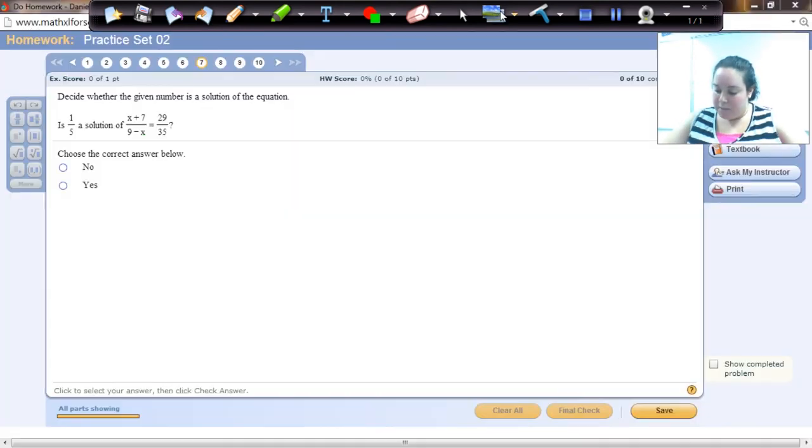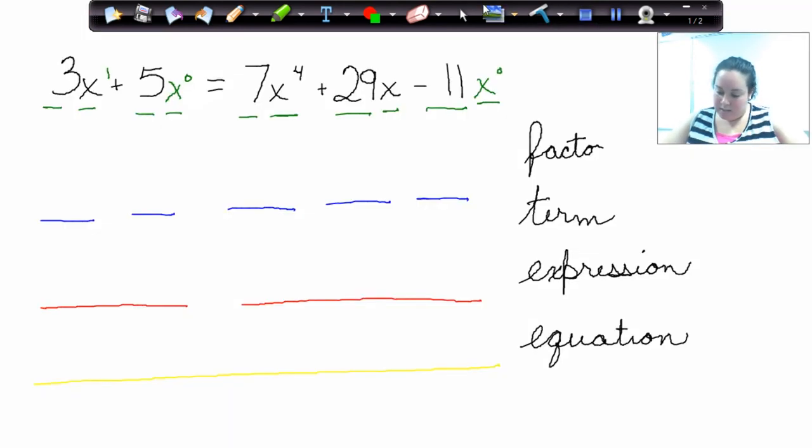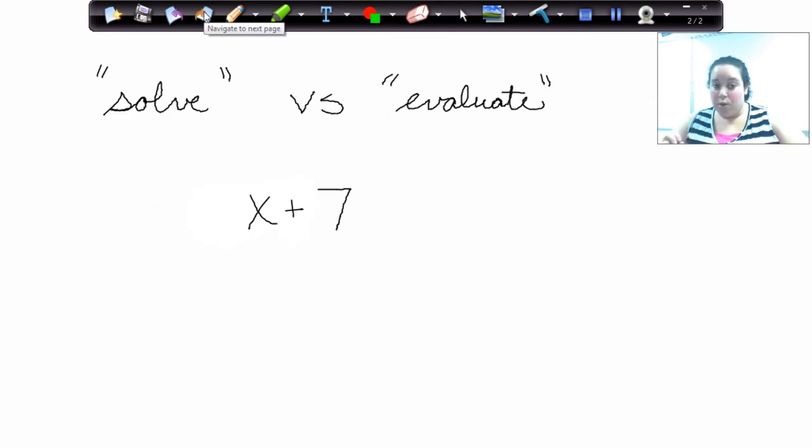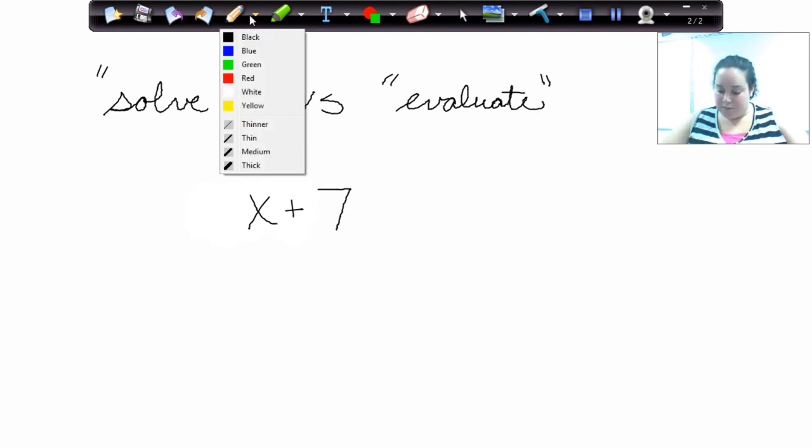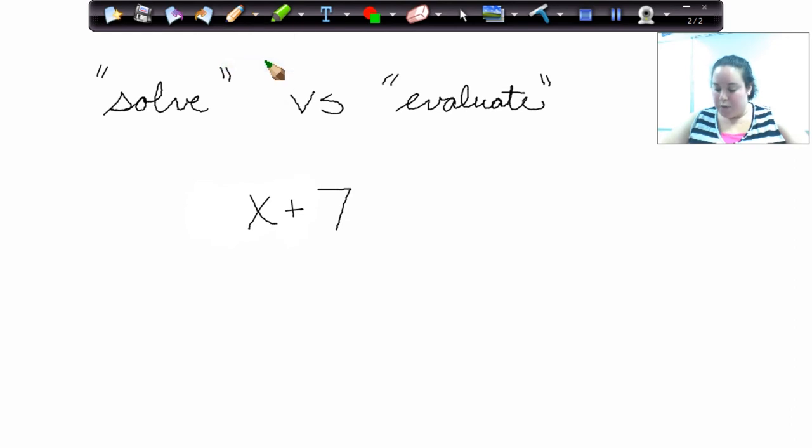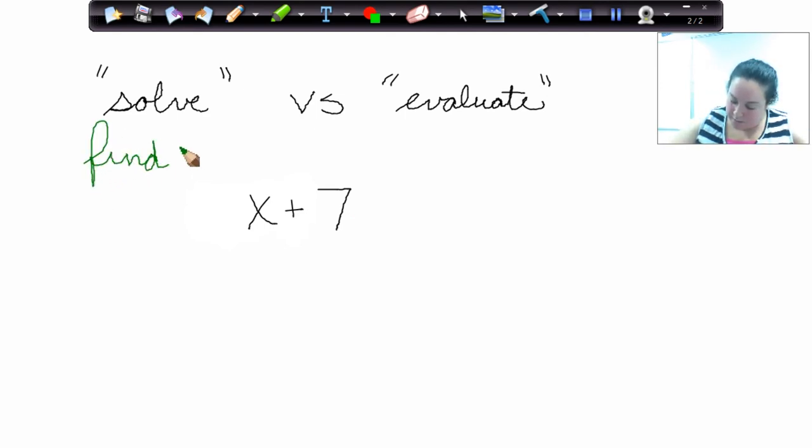Now that we have all these pieces, let us look at 2 more terms: solve and evaluate. First, let's look at the word evaluate. This is an expression. Notice there's no equal sign. If I say x plus 7, and then I say solve, solve means find x, or find the variable.